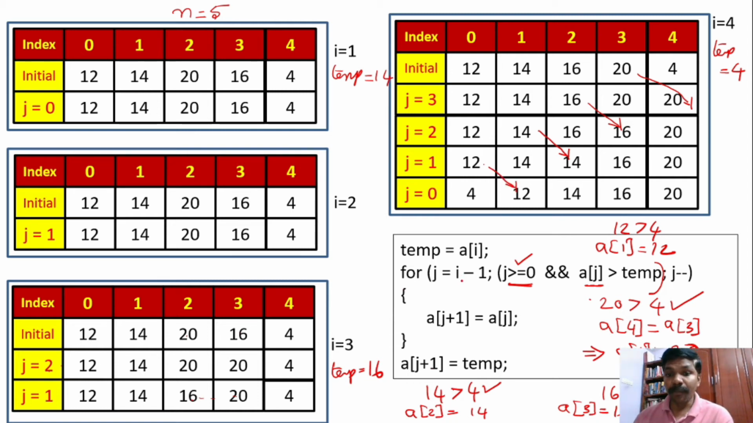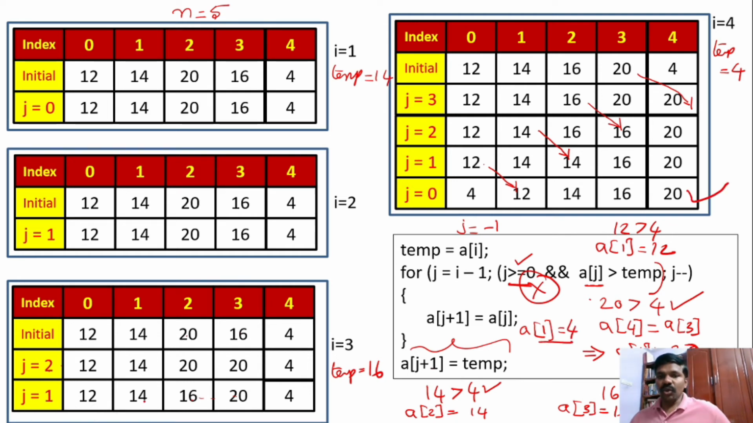Next, j becomes minus 1. J becomes minus 1 and this condition fails and it will come to this statement. What is this? A of j plus 1. J is minus 1. Now j plus 1 becomes 0, so a of 0 should be equal to 4, and this is my final answer. So in this, each element will be compared with the previous elements and it will be located in the correct position. Now I will write this program in the Turbo C environment and let us see how we will get the output.